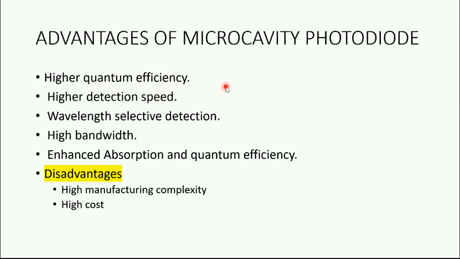High quantum efficiency means all the rays are trapped inside the Fabry-Perot cavity. Because of multiple reflection, more carriers are generated, so more photocurrent, and the detection speed is high because a small area is used with the Fabry-Perot cavity inside. So with a small area and a small number of rays, because of multiple reflection more carriers will be generated. So quantum efficiency will be high and the speed of operation, the bandwidth, will be high.